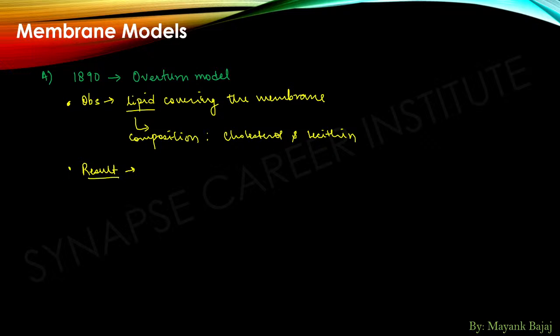They provided the result. They said that lipid soluble substances, since lipid covers the membrane, lipid substances can easily pass through the membrane, right? And lipid insoluble substances cannot pass. So this was the basic observation of the Overton model proposed in 1890.